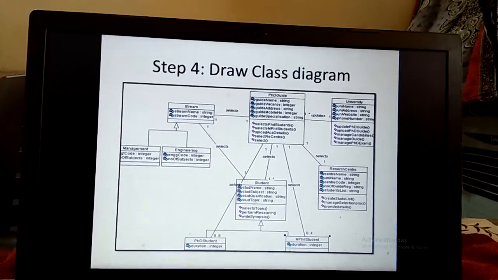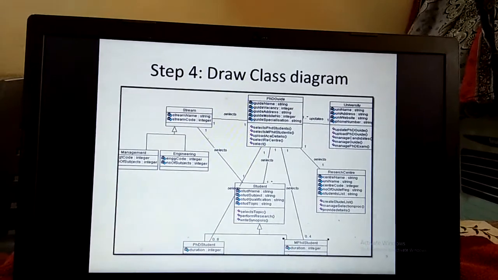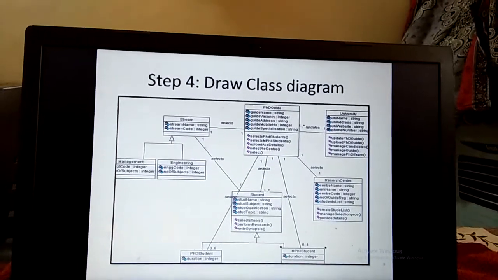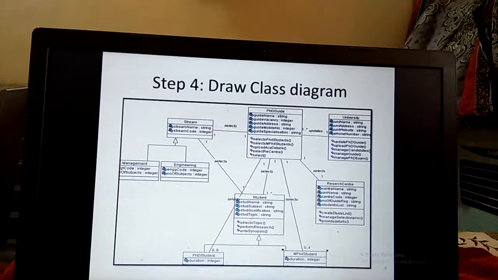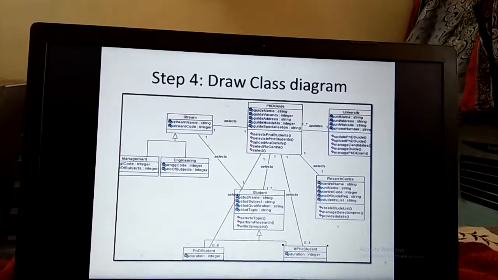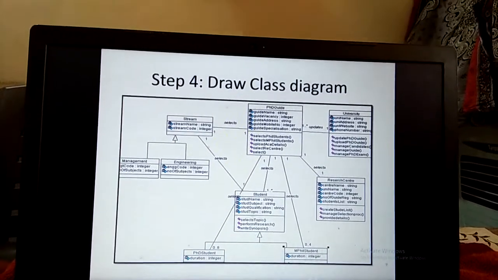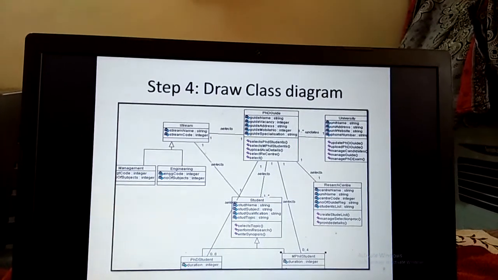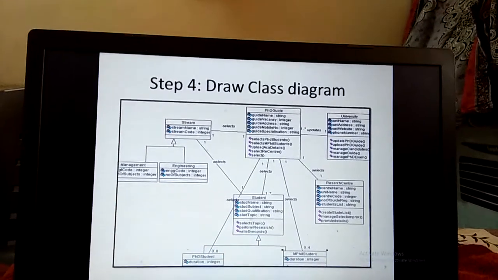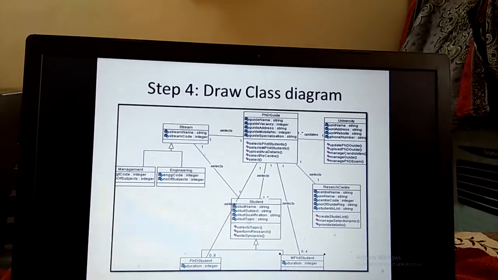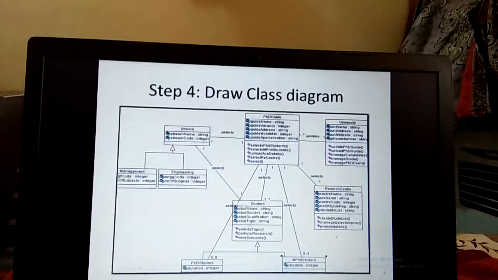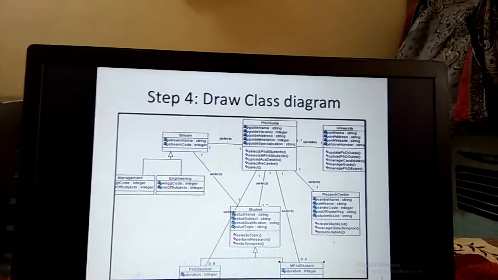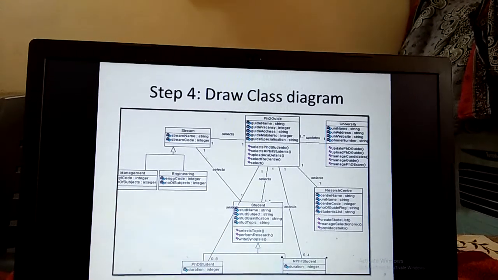In the fourth step, what we have done is we have identified all the class icons, and we have written their attributes and operations. Also, we have identified all the possible relations in the form of association and inheritance. And combining this together, we get a consolidated class diagram. So in this way, now the system is represented more in a static form.